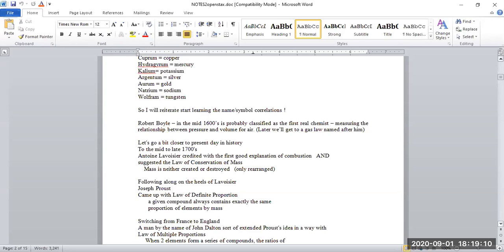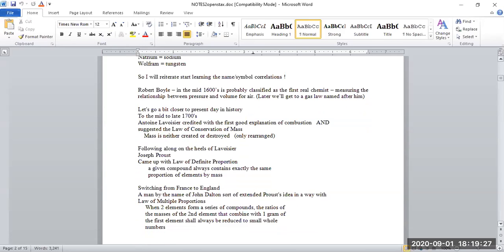So let's jump forward about 100 years this time. We've got mid to late 1700s. This time we have a French guy. His name is Antoine Lavoisier. He liked to set stuff on fire. However, one of the things that is true here is he came up with the first really decent explanation of combustion.